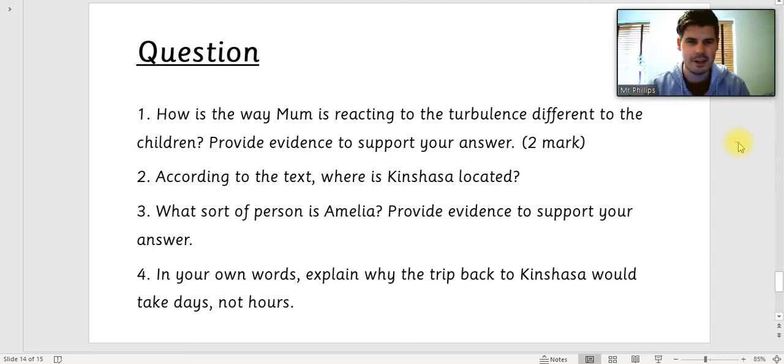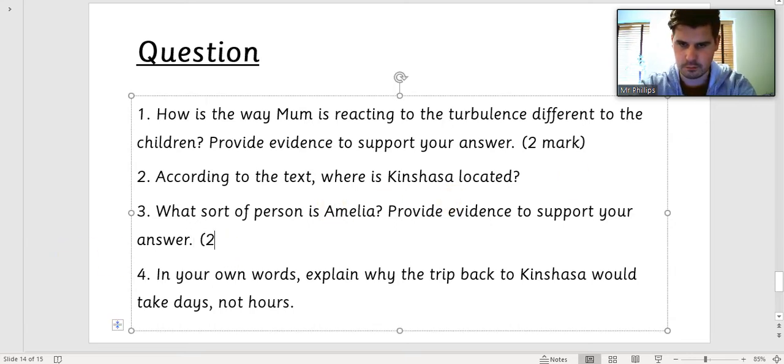Okay. We're ready to go on? Number 3. What sort of person is Amelie? Provide evidence to support your answer. So there is a 2-mark question again. All right. What sort of person is she? Provide evidence. So that's a point and an evidence. She's this kind of person because in the text it says this.